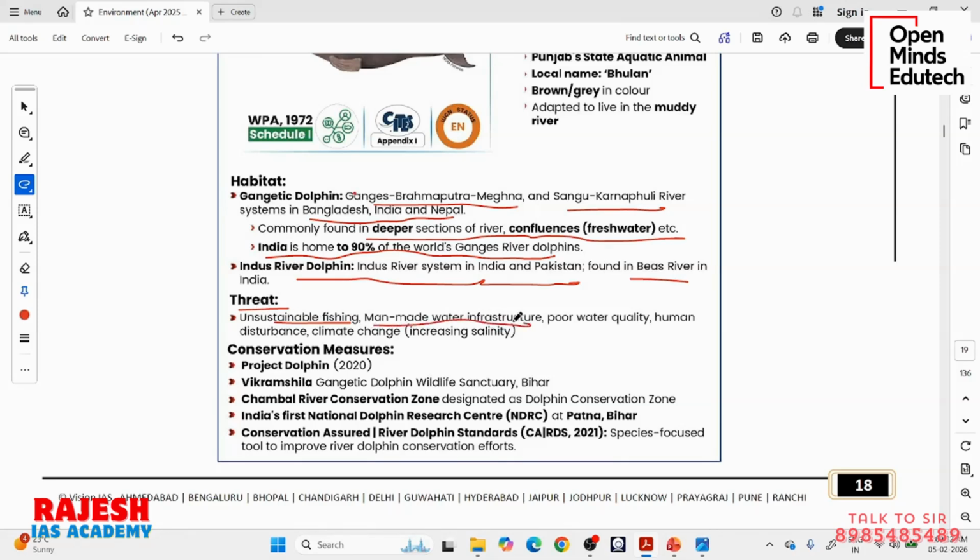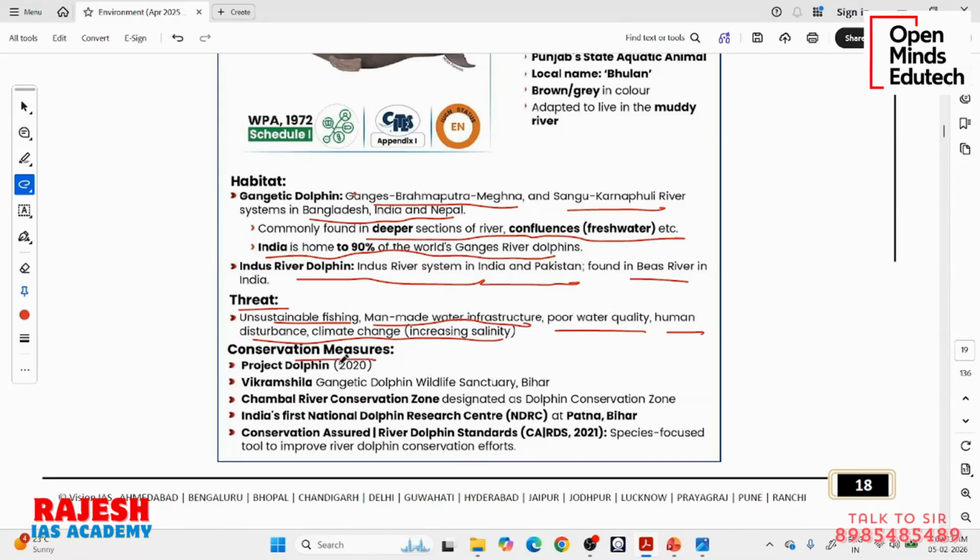Man-made infrastructure like dams, etc. When you put a dam, dolphins cannot cross it. Then poor water quality, human disturbance, climate change, etc. Human disturbance, like ships making too much sound in the river, matters because dolphins depend on sound for movement and echolocation. So it will trouble them.